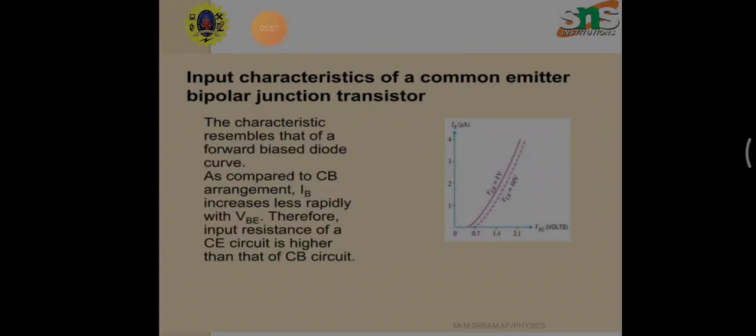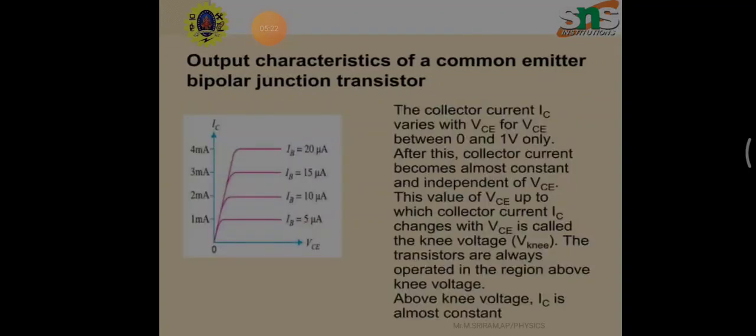The input characteristics of a common emitter are the curves showing the variation of the base current IB with the base-emitter voltage VBE at a constant collector-emitter voltage. The output characteristics are the curves showing the variation of the collector current IC with the collector-emitter voltage VCE at a constant base current IB, called the output characteristics of the transistor.